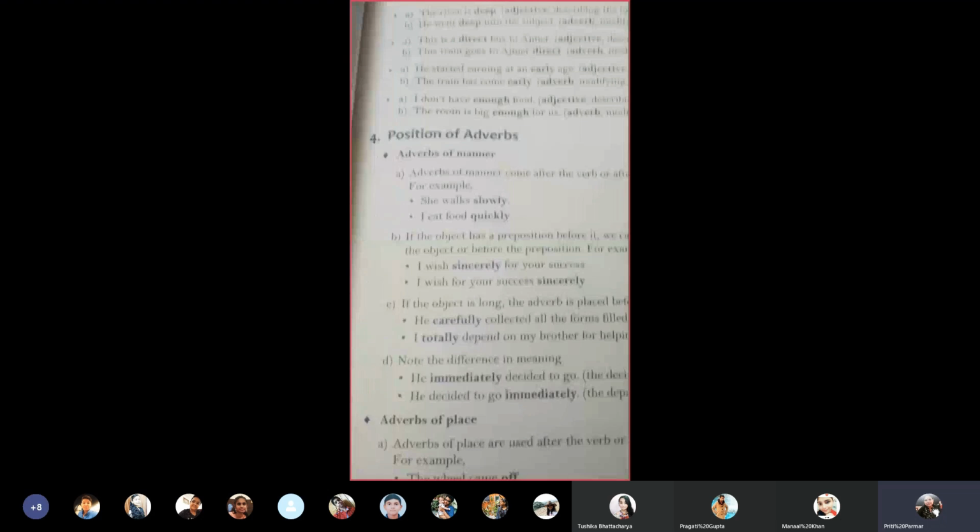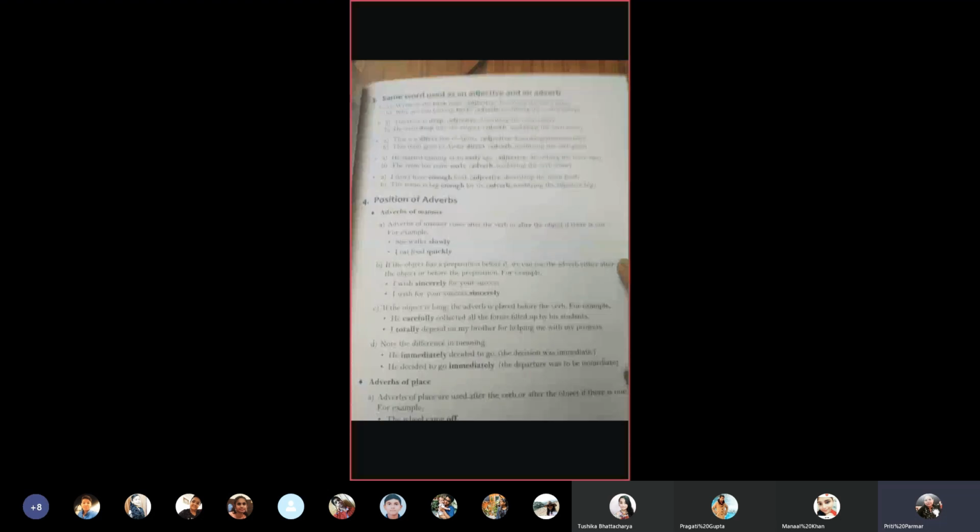Now coming to adverb of place. Adverb of place are used after the verb or after the object if there is one. Now place, that means where you're going. So see, the wheel came off. So now the place is always afterwards. The places are used after the verb. So came is the verb and off is the adverb. Clear till here?